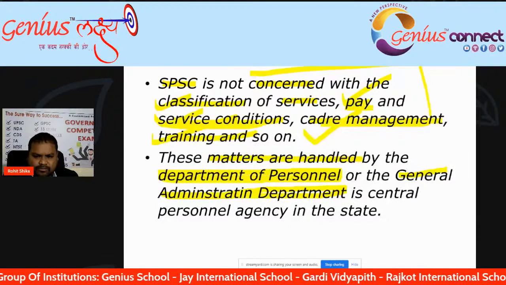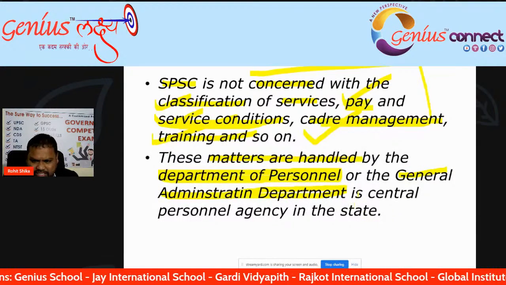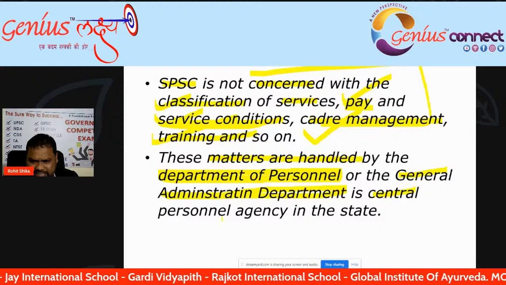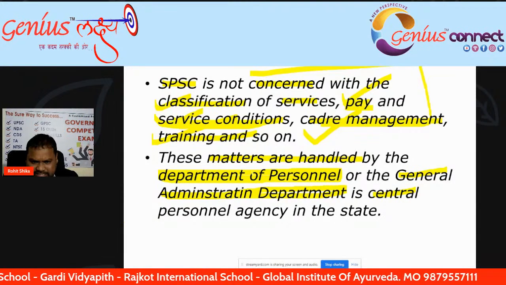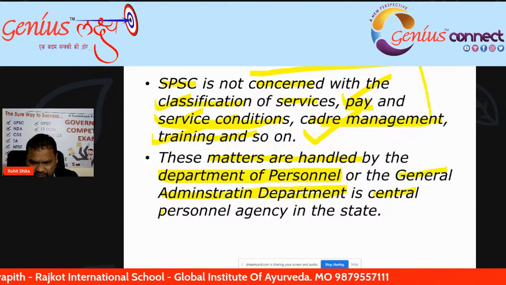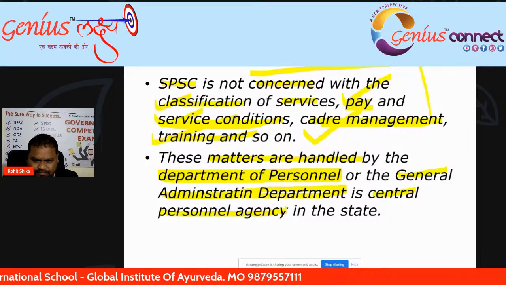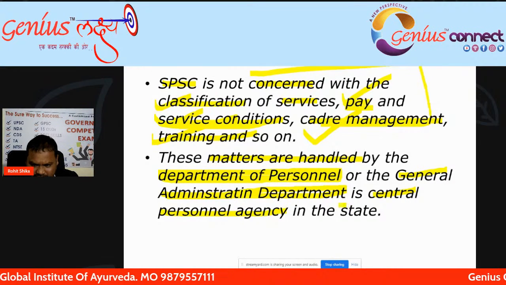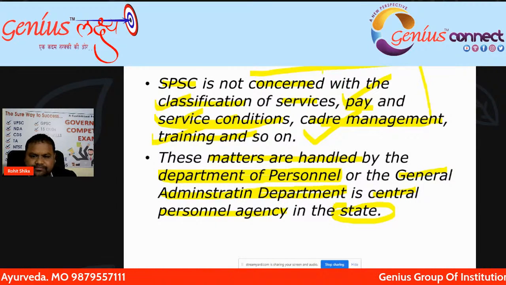And this Department of Personnel is a central personnel agency. It is a central agency. It works for the whole country. Central agency in the state.